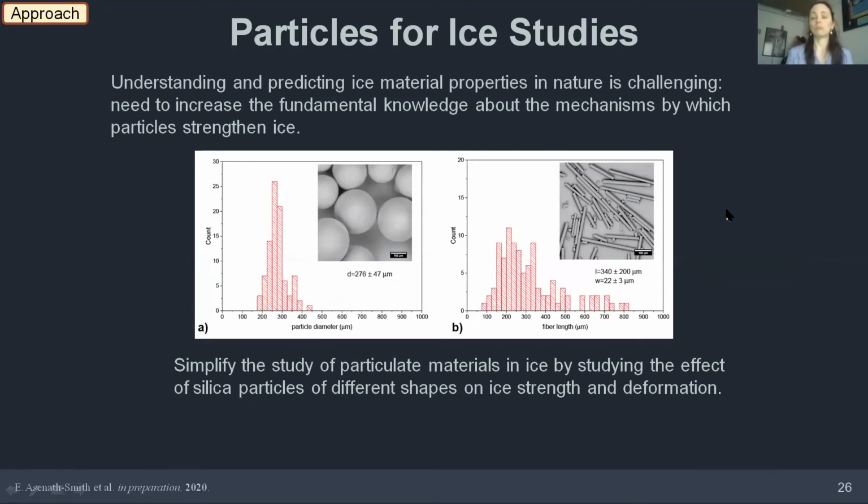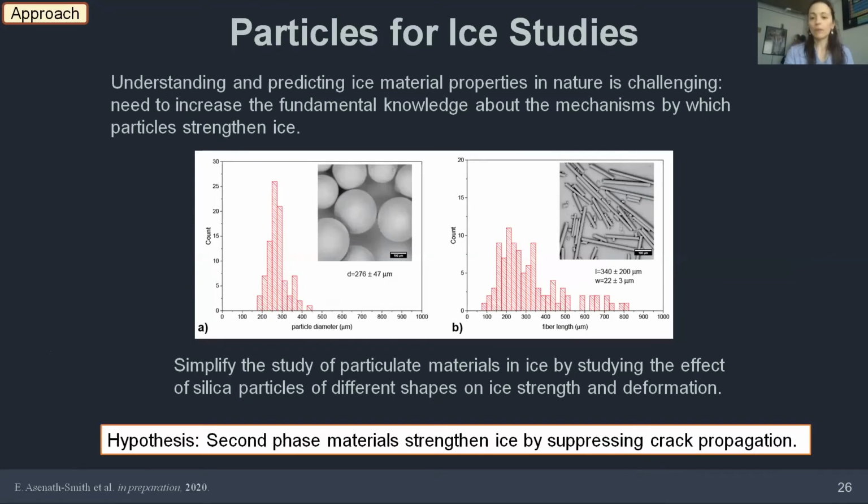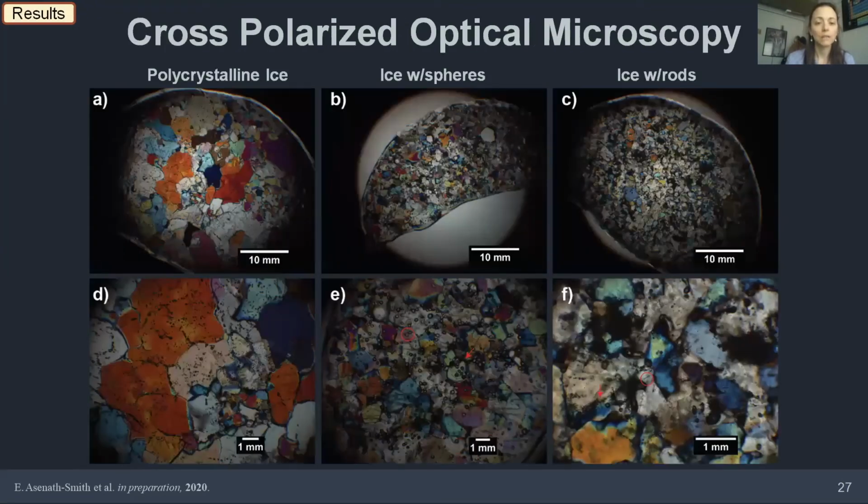And then we looked at freezing these particles in ice and studying the effect of these particles of different shapes on the ice material properties and structure. So we'll start by first looking at the microstructure. Again, we've got some thin sections of ice that are being viewed in transmission and cross-polarized light. The first column is just pure polycrystalline ice that you might make in the lab, so highly irregular grain orientations and a distribution of sizes. The middle panels are ice sections taken from samples made with spherical particles in them.